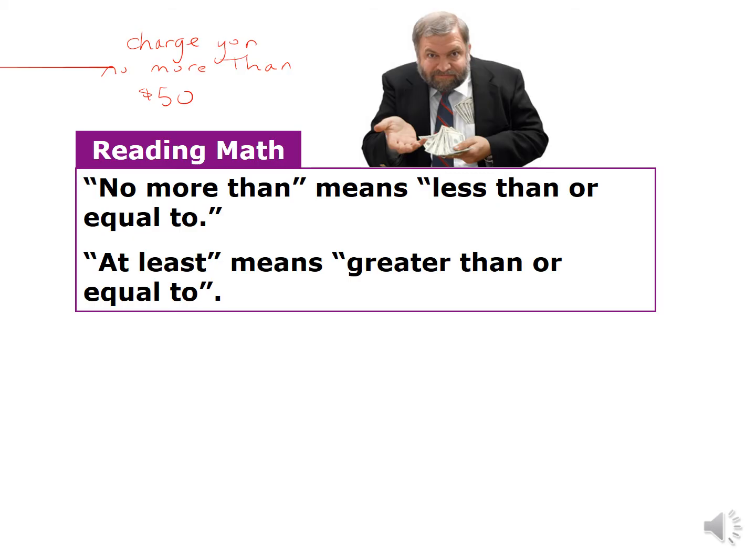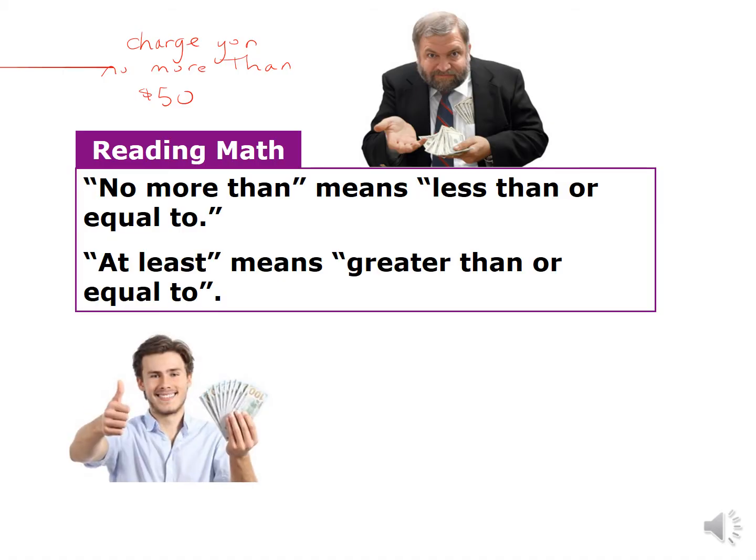On the other hand, at least means greater than or equal to. So when you ask your mom for an increase in your allowance and she says, I will pay you at least $10, you know that you might get $10, but you might get more as well. So it could be greater. Maybe you'll get 11. So I think this is just a fun way of remembering what no more than and at least mean.